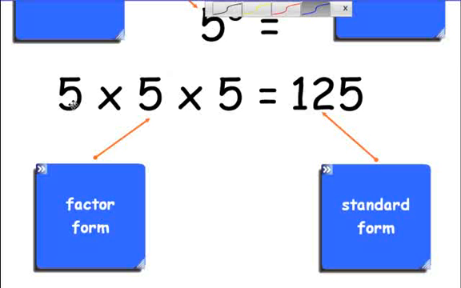Factored form, 5 to the third power, is 5 times 5 times 5. Factored form means it's all factored out, as if you were going to make a factor tree of the number 125. 125 in this case is the standard form. It's also the way that we write our answer.